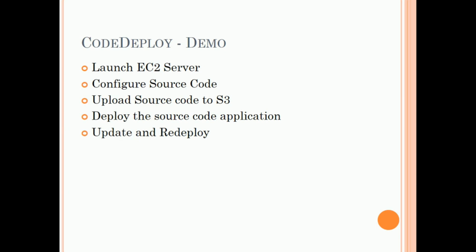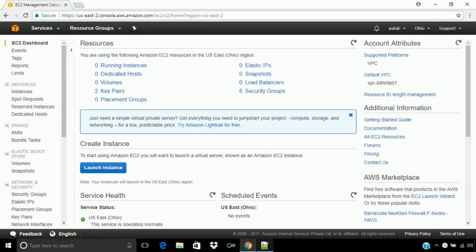So let's get started with our demo. This is EC2 console, and here you can see we don't have any running instance right now. So let's launch an instance.